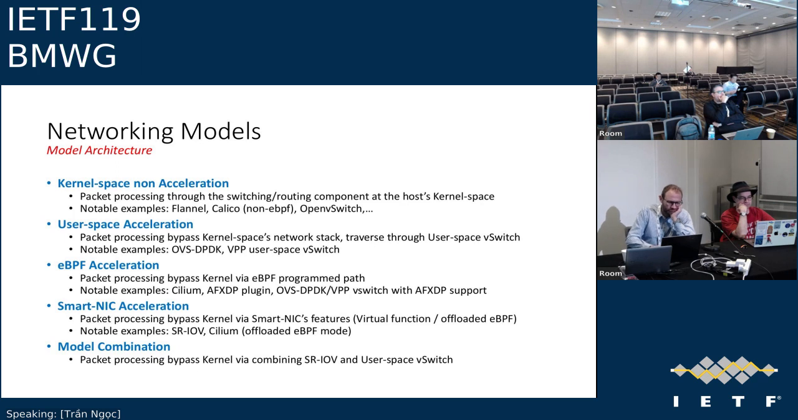The third is eBPF acceleration. Here the packet processing bypasses the kernel via an eBPF program path. Notable examples are the Cilium AF_XDP plugin and vSwitch with AF_XDP support. The fourth one is SmartNIC acceleration. Here the packets bypass the kernel via SmartNIC features like virtual functions or offloaded eBPF in Cilium. Notable examples are SR-IOV and Cilium with offloaded eBPF. The final one is the model combination. A containerized network can combine the SR-IOV and user space vSwitch models for north-south and east-west traffic. Next slide, please.